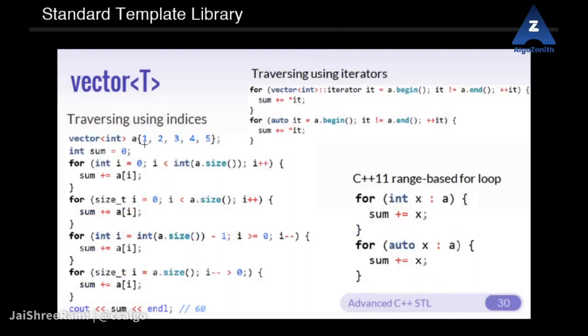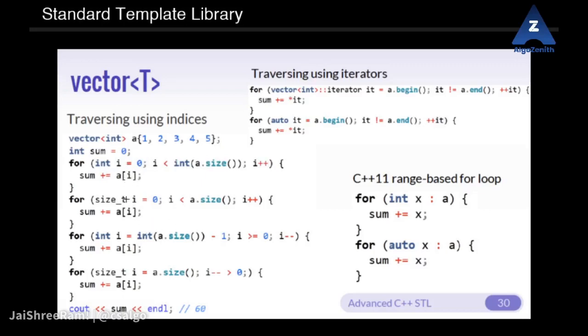Okay, so if you now want to traverse through arrays, you can also declare arrays in this fashion: 1 2 3 4 are the values, and then you have sum equal to 0. You can just use a loop, i equal to 0, i less than int of a.size, i plus plus, and you can keep on adding the values at the ith index in the array. So you can access the vector's ith position in this fashion.